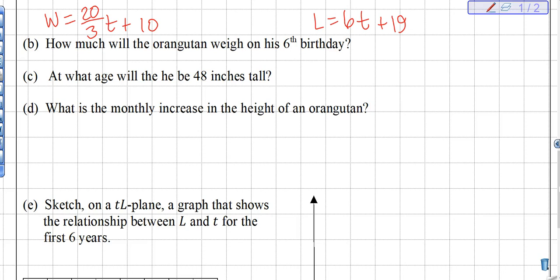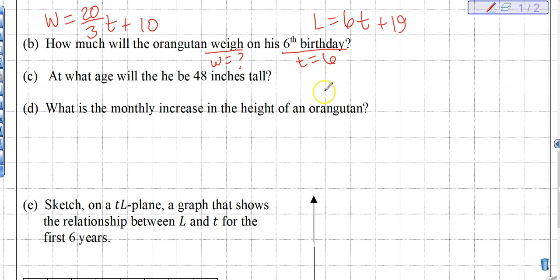So picking up where we left off on Friday, we had created these two equations for the baby orangutan: an equation to represent his weight growth over time and an equation to represent his length or height over time. So we look at problem B now that we have those two equations written, and it says, how much will the orangutan weigh? Well, that's W on his 6th birthday. And so that represents what? That's his age, so we're representing age with T.